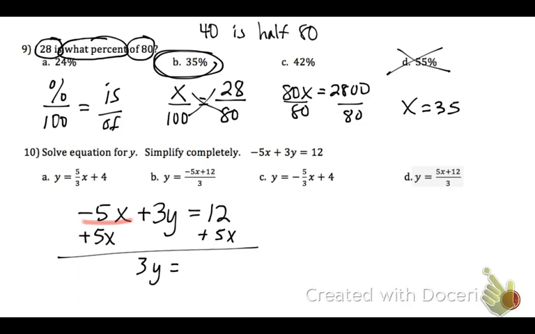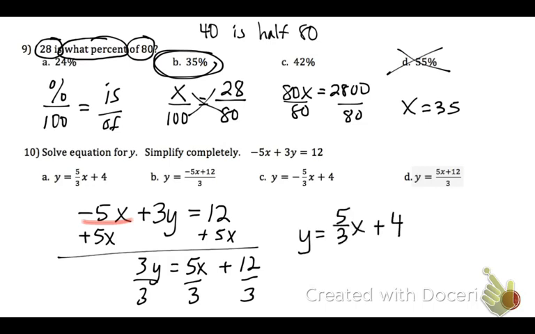You can't combine 12 and 5x, so we're just going to put 5x and then plus 12. And then next we're going to divide each term by 3. So we get y equals 5/3 x plus 4. So our answer is A.